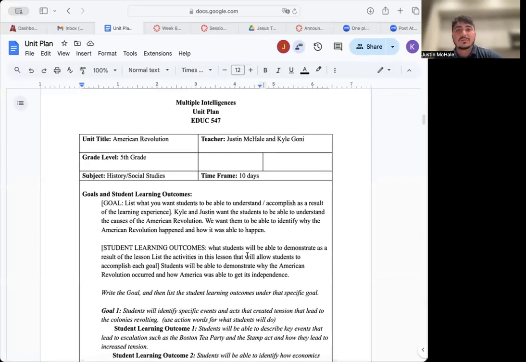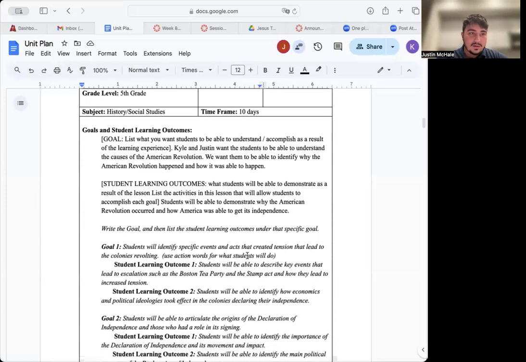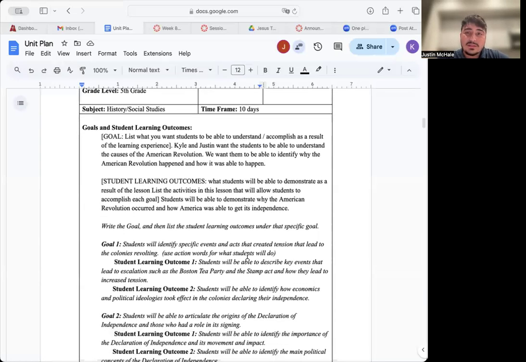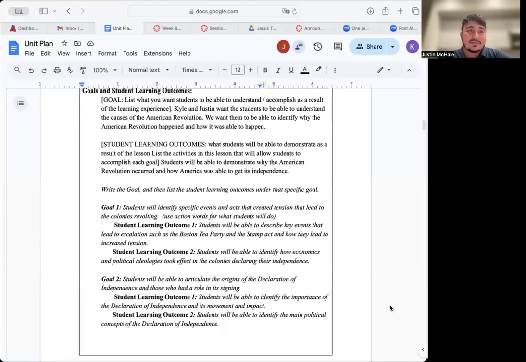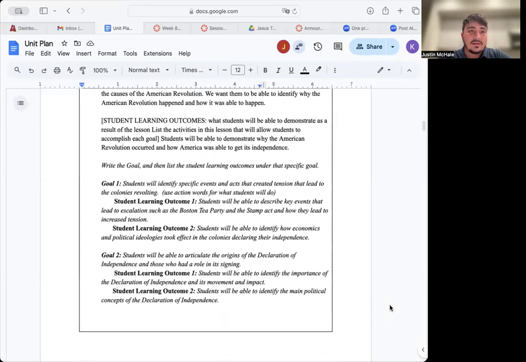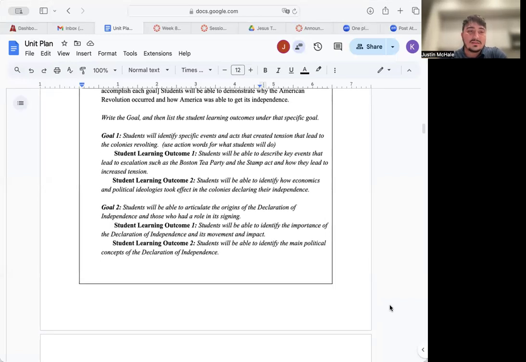So for our unit plan, we are covering the American Revolution. It's for fifth grade and it will be 10 days long. Our goal one is that students will identify specific events and acts that created tension that led to the colonies revolting. And goal two, students will be able to articulate the origins of the Declaration of Independence and those who had a role in its signing.